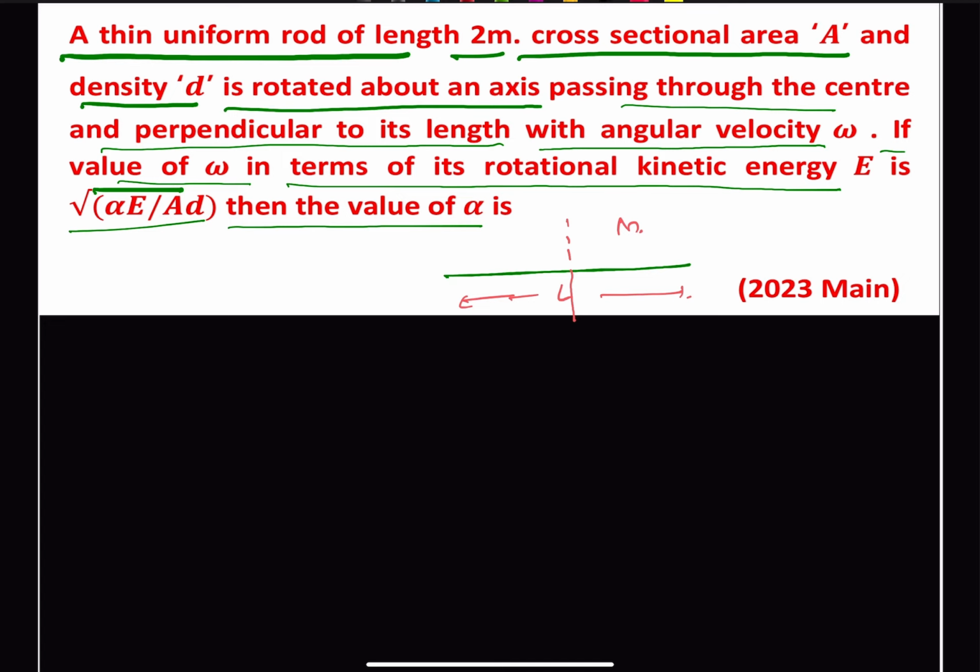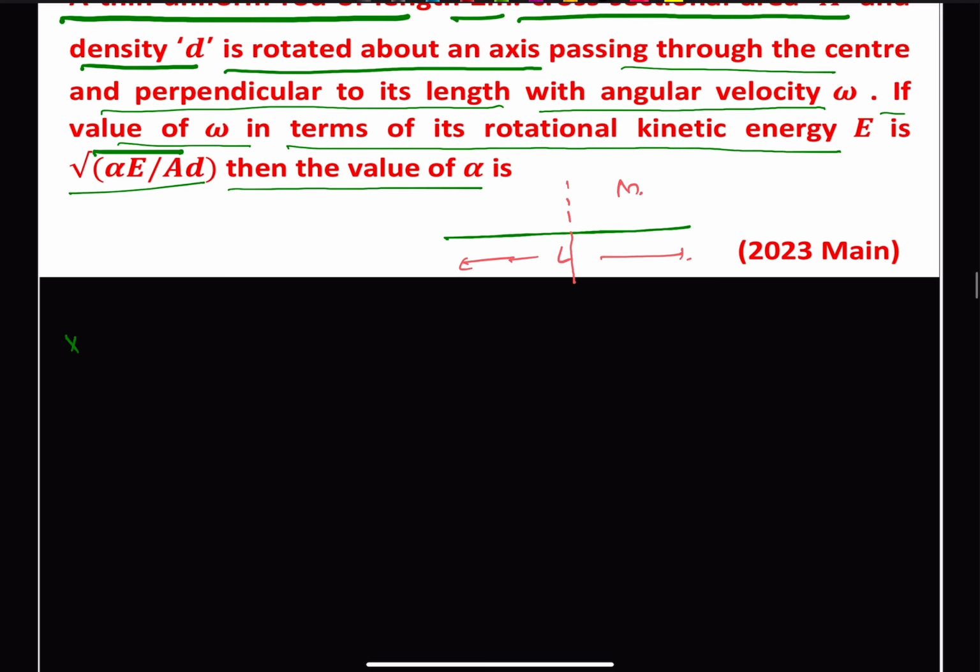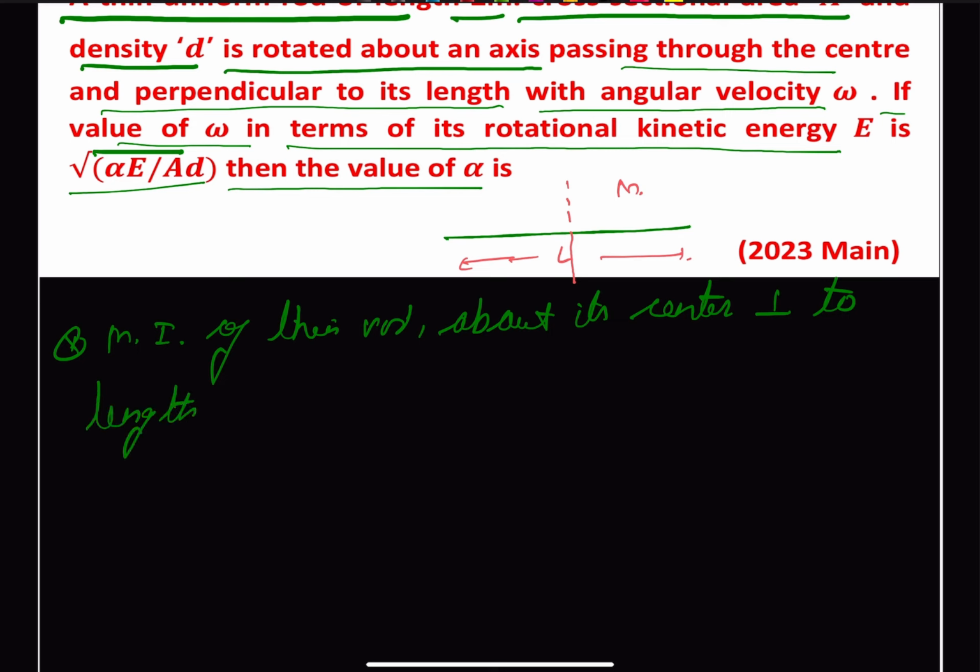So we can say that moment of inertia of a thin rod about its center, perpendicular to length, and that moment of inertia is our I. So this I will be equal to 1 upon 12 ml square.